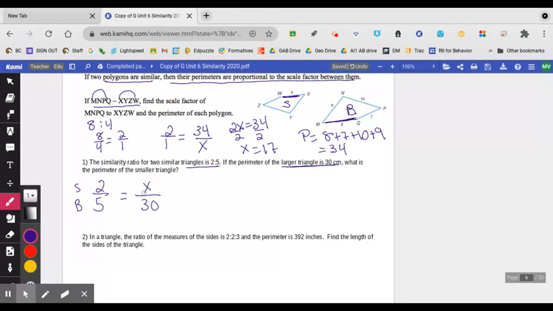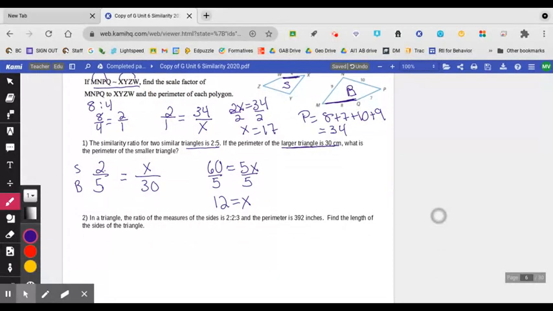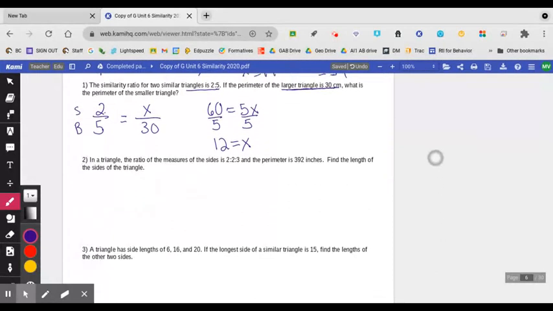So that's x in the top. So if it's 2 to 5, 2 is smaller. So it's 2 to 5 equals x over 30. Cross multiply and I get 60 equals 5x. Divide both sides by 5 and 12 equals x, which is the perimeter of the smaller.